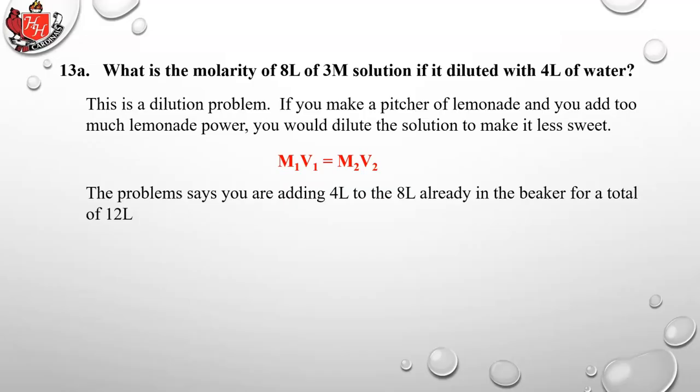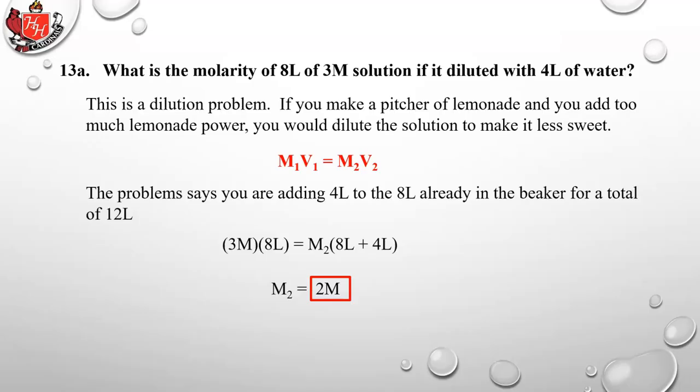Okay, so the problem says that you are adding 4 liters to 8 liters already in the beaker for a total of 12 liters. Be sure you see that. So it's going to be molarity is 3 times 8. Molarity before is 3 and volume before is 8. And molarity after is going to equal M2 times the 8 plus the 4. You already had 8 liters. Now you're adding 4 more, so that's 12. And if you do the math on that, you have 24 divided by 12 equals 2 molar.